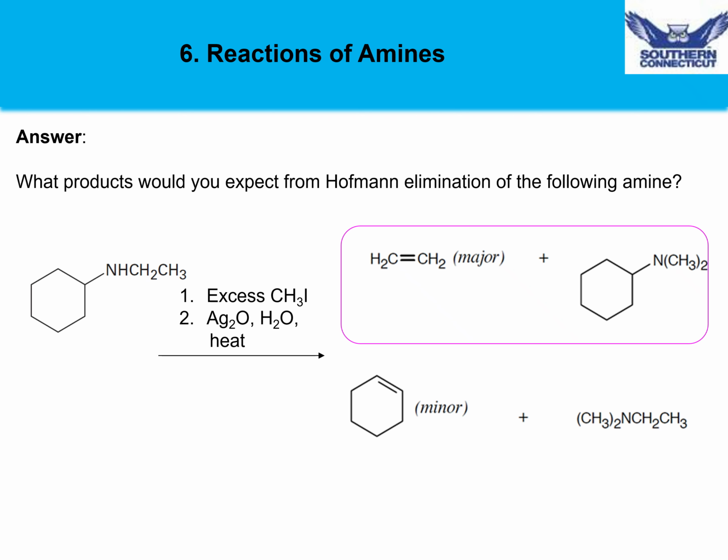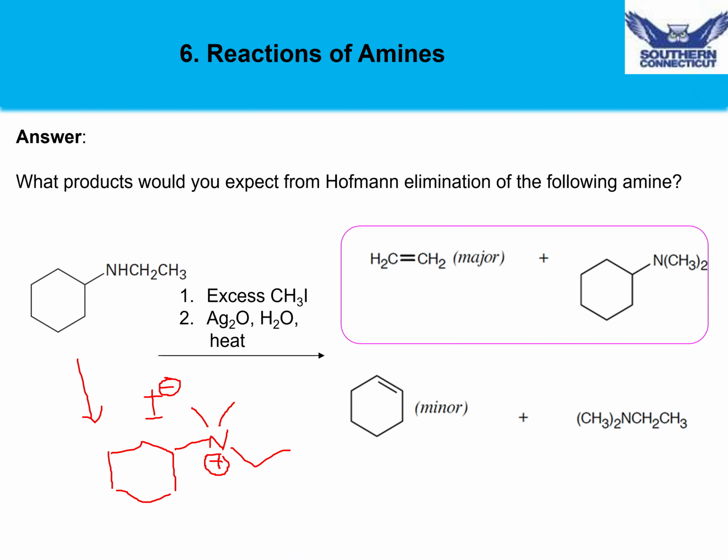The reaction starts by adding excess methyl iodide to the amine that we're starting with. That would lead to adding two methyl groups to the nitrogen and giving us the following intermediate. It will have two methyl groups, an ethyl group that was already on there, and a cyclohexyl group which was already on there. We'll also have a positive charge on the nitrogen. We'll have a counter ion, iodide.